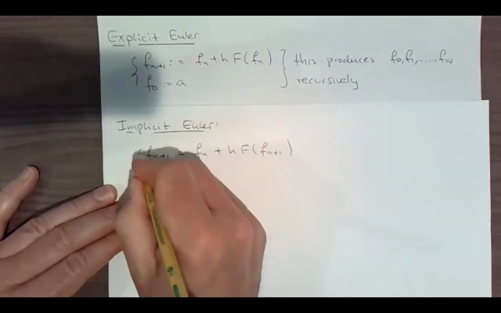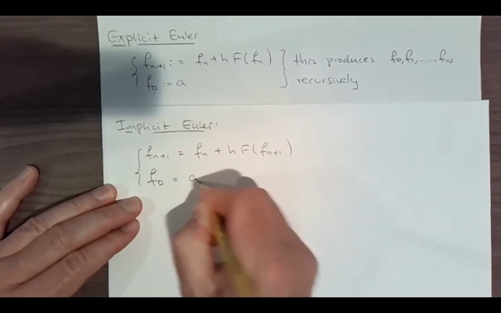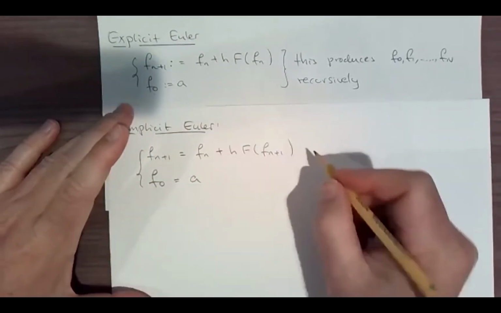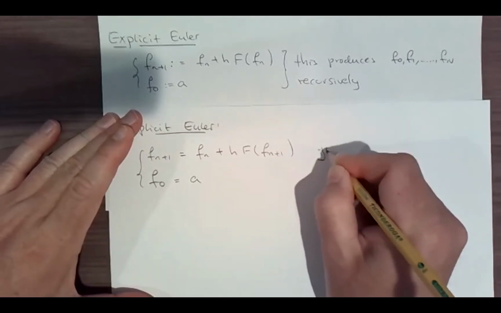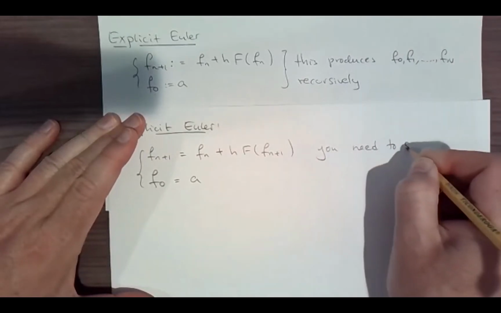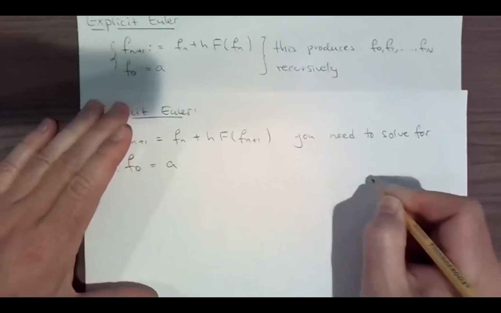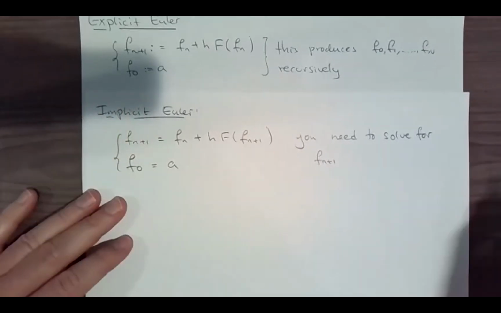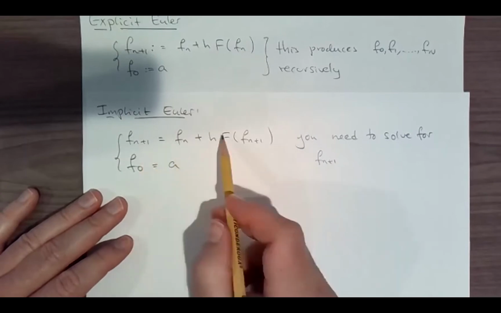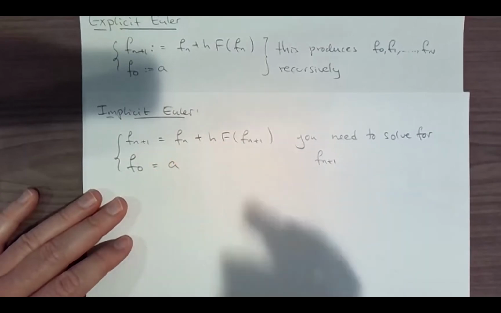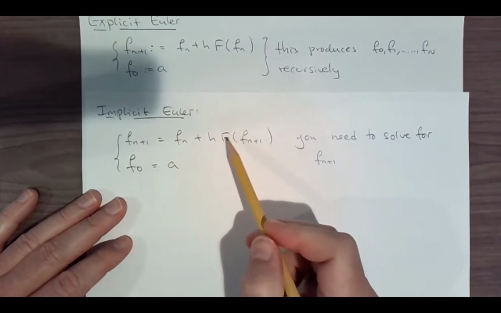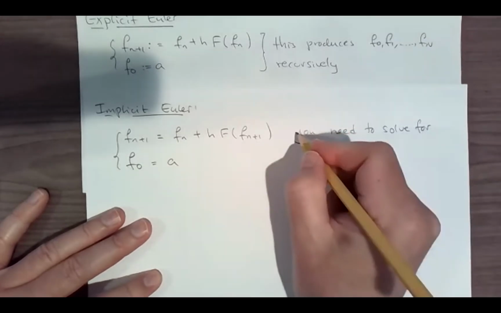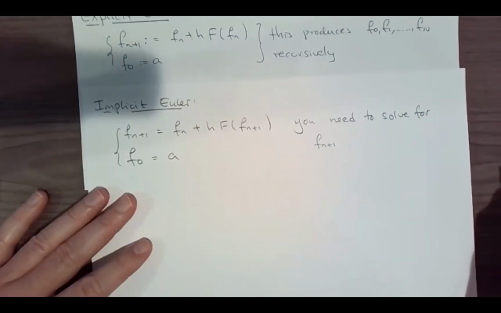So here you have to solve. This is implicit because you need to solve for Fn plus 1. Right, so if f here is complicated, this can present a challenge. How do you solve an equation like this one? If capital F here is like a square, then you're going to end up with two solutions. But nevertheless, this is the implicit Euler method.